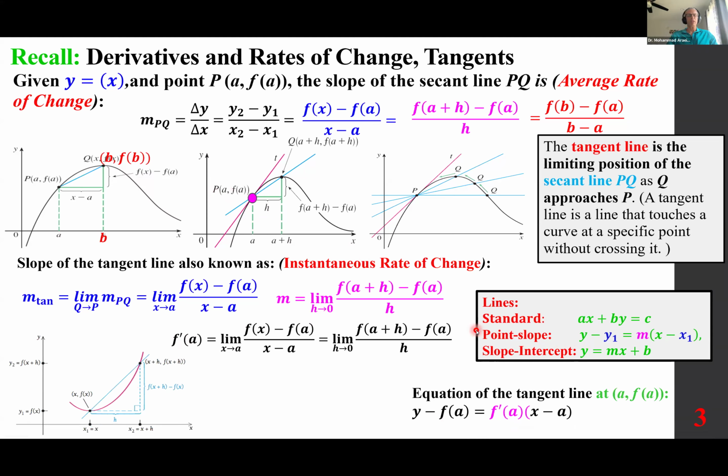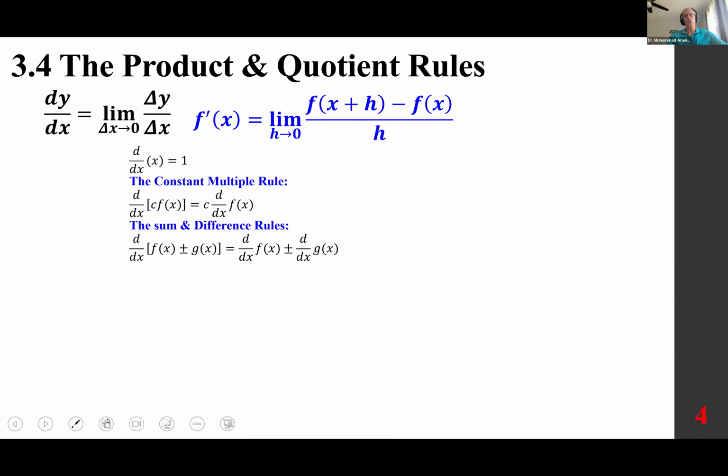That's even easier. In general, if this is x and f of x, and this is x plus h, f of x plus h, then f prime of x is the limit of f of x plus h minus f of x over h as h approaches 0, the differentiation formula. And now, the product and quotient rules, let's remind everybody dy dx, by definition, is the limit of delta y over delta x as delta x approaches 0, or f prime of x is the limit of f of x plus h minus f of x over h as h approaches 0.